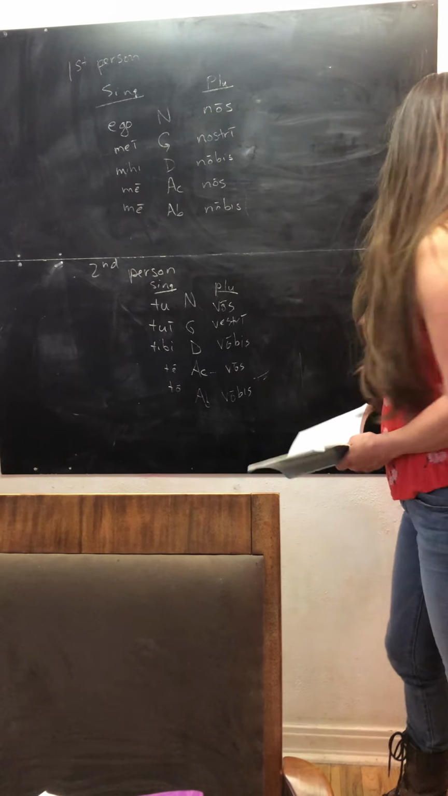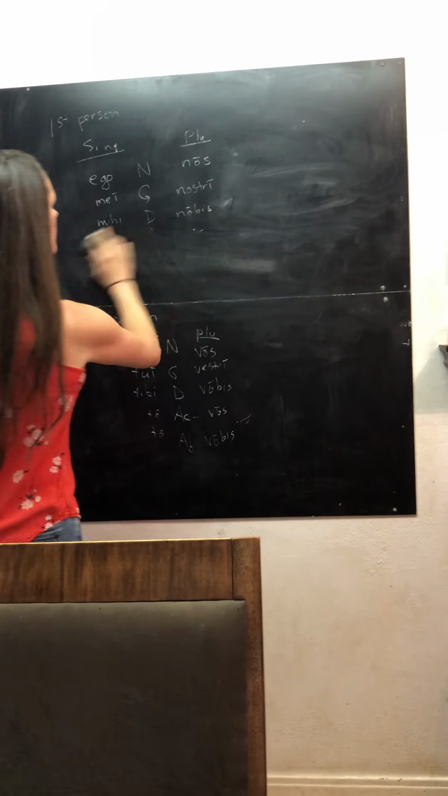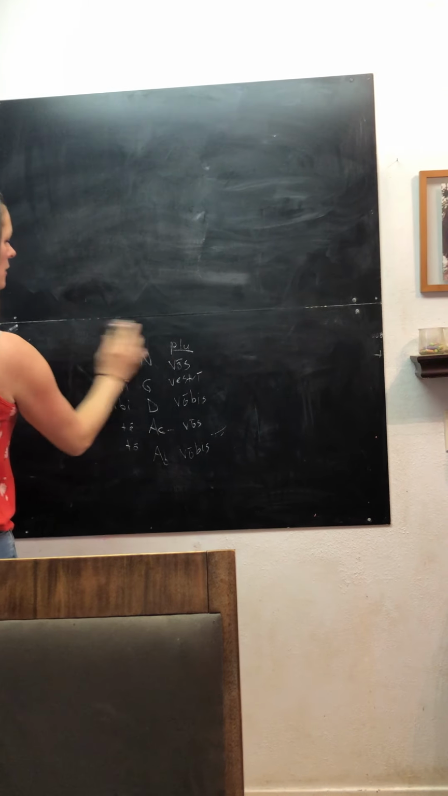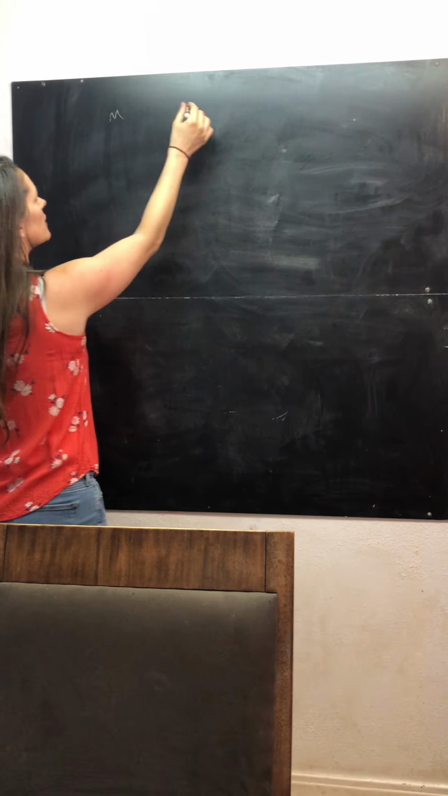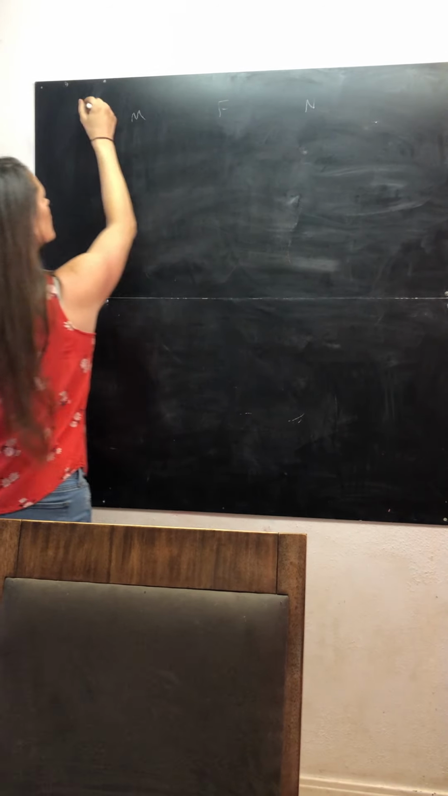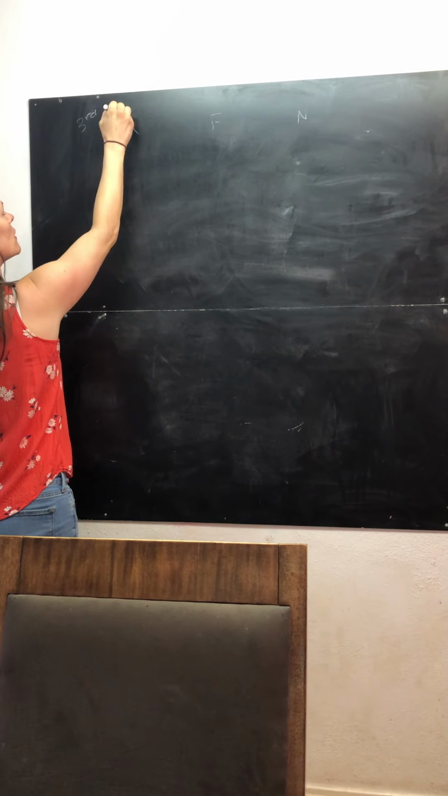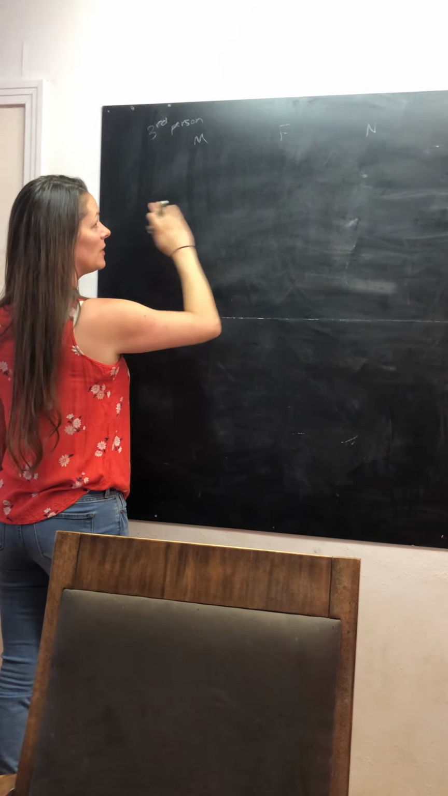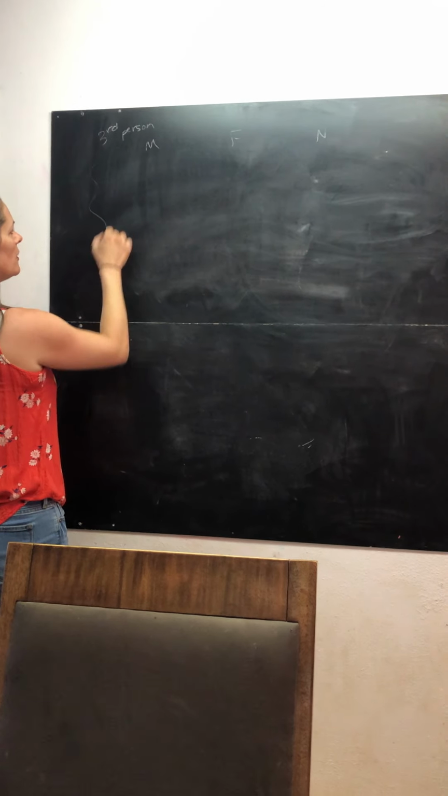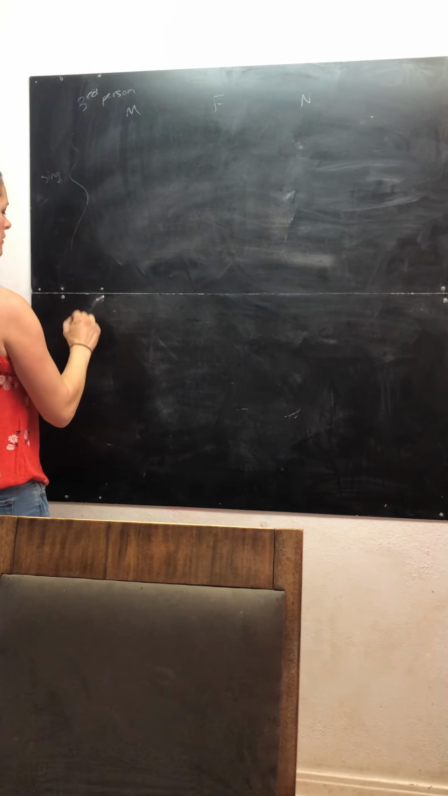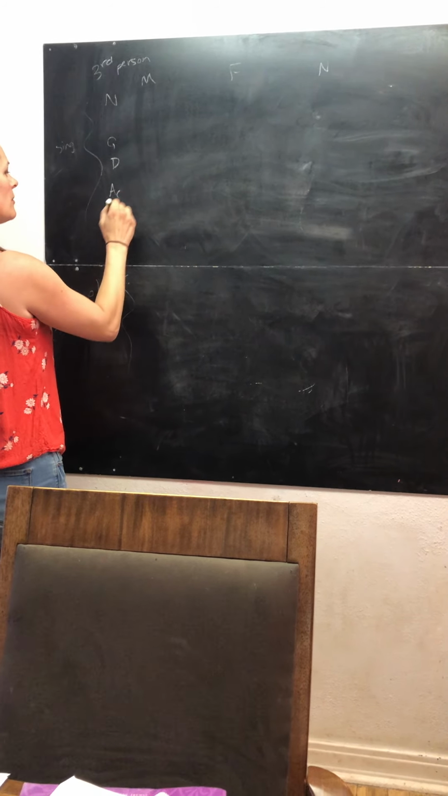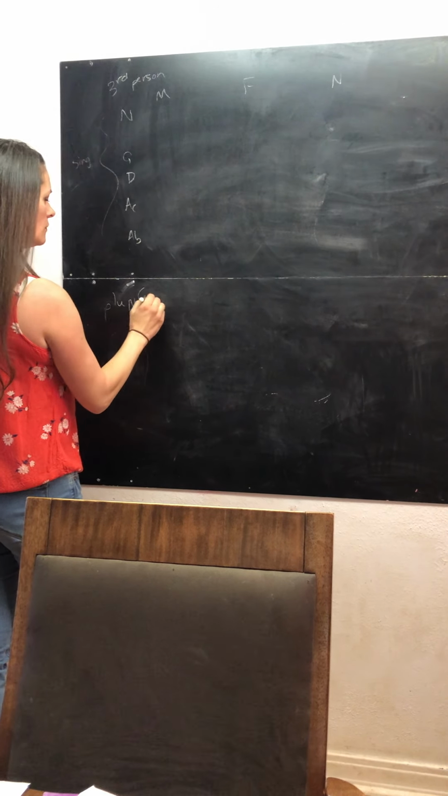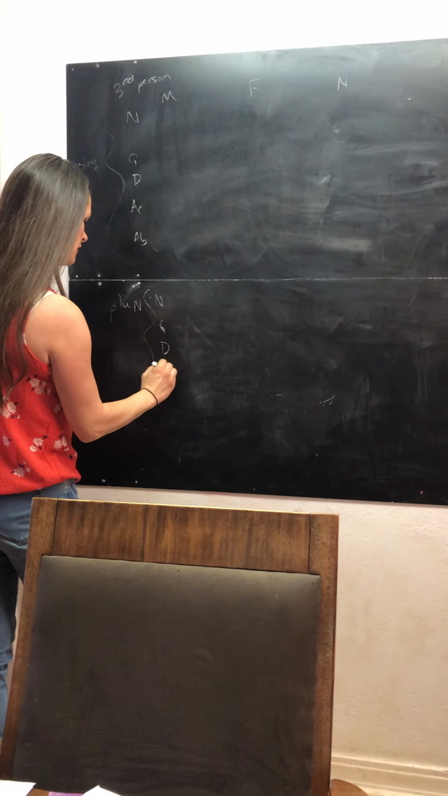Now the third person pronouns. So the third person pronouns are he, she, or it. As you can tell, we have masculine, feminine, and neuter. So we're going to do a big chart here. I'm going to do the singulars up here and the plurals down here. And then we have nominative, genitive, dative, accusative, ablative.